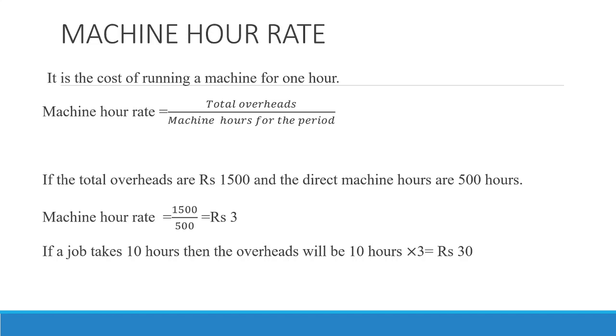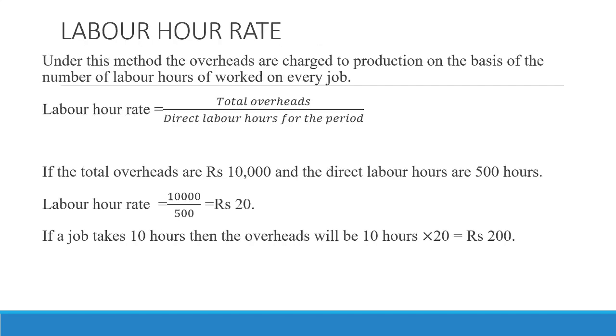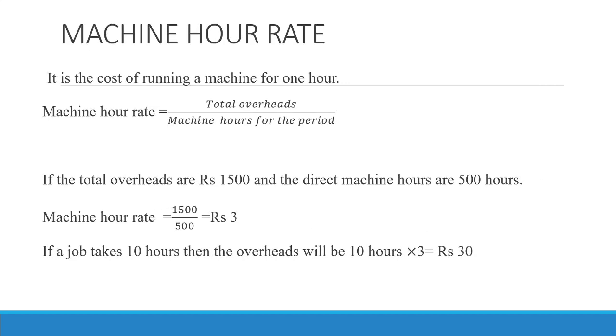So here we find out the cost of running a machine for 1 hour, and then we will be able to determine the overheads for a job or a product or a process. So these are the two methods. One is the labor hour rate, the second one is the machine hour rate. In the following sessions, we will study in detail the calculation of machine hour rate.